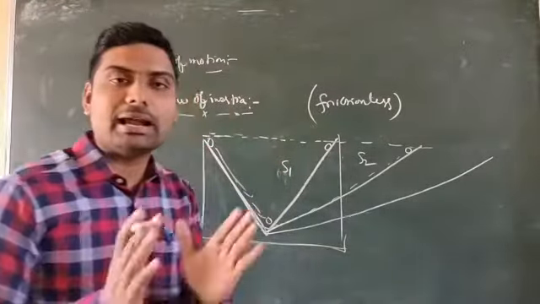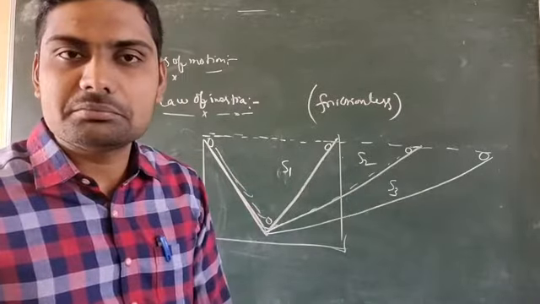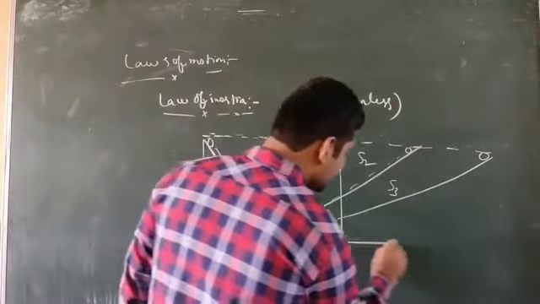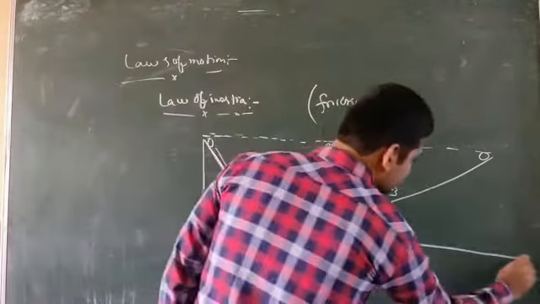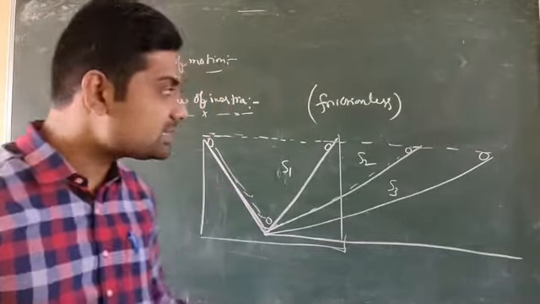So here the ball takes S3 distance to reach that height. So what happens, my dear students, if you made this inclined plane horizontal? What happens? Horizontal. So the ball will reach. Will the ball reach the same height? The ball will reach the same height.